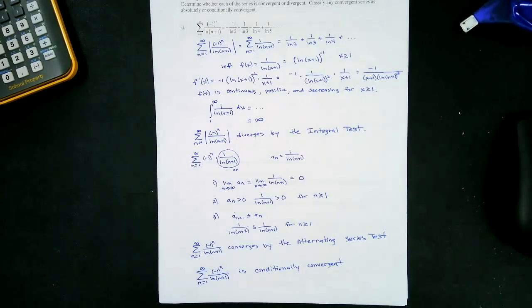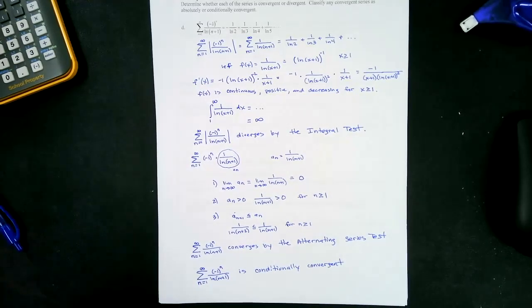So if the absolute value one converges, then we know the original one converges. And if the absolute one diverges, but the original one converges, then it's conditionally convergent. And that's it. That's the alternating series test.